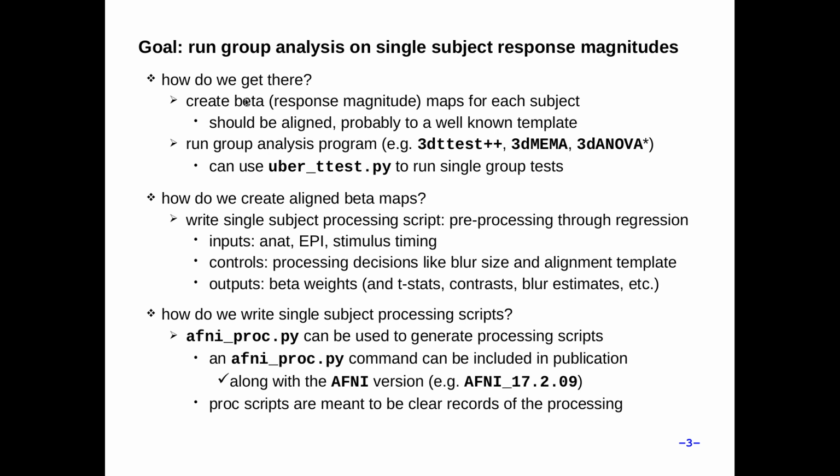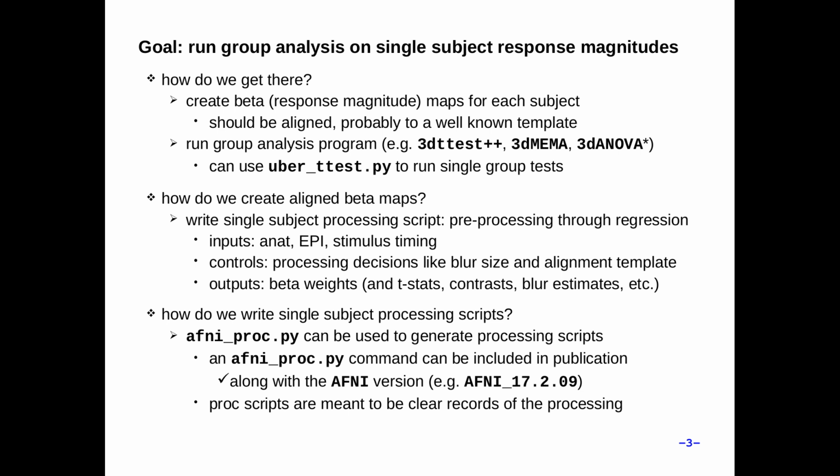Well, the beta weights are volumes of numbers that are in our case probably going to be BOLD percent signal change units. So we want to get these beta maps for each subject. They should be aligned across subjects if you're going to run some group type test, and they should be aligned probably to a well-known template. Typically, you might have an atlas in mind that you care about, and so the template should be well aligned to the atlas. And so when you align all the single subject data to this anatomical template, it will be aligned with the atlas.